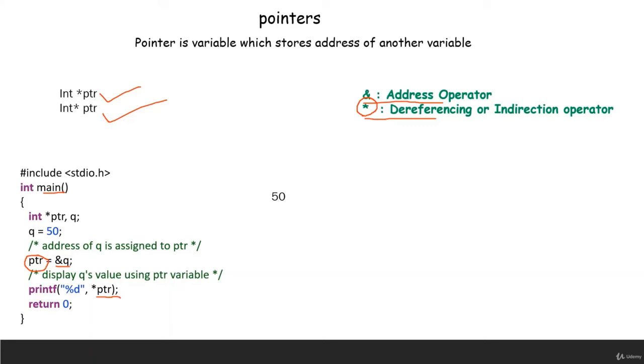But what if I want to print only the pointer? It will print the address of the value 50. Let's say 62250. So this is how a pointer works.